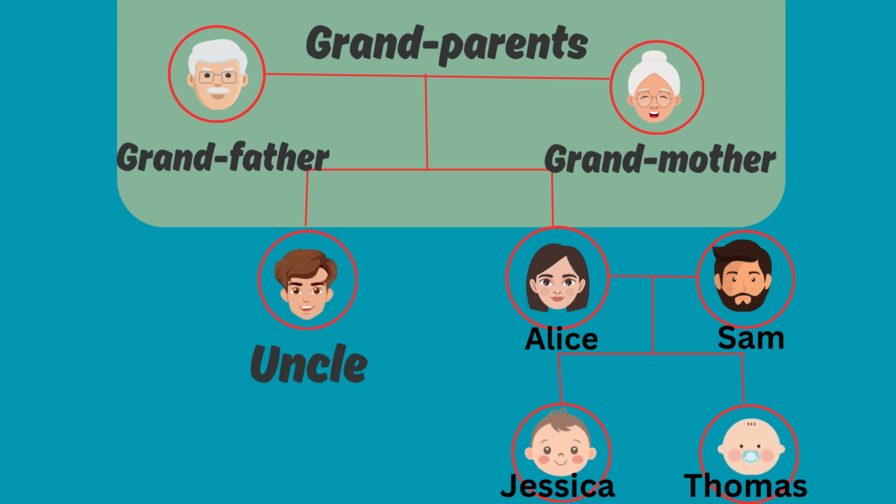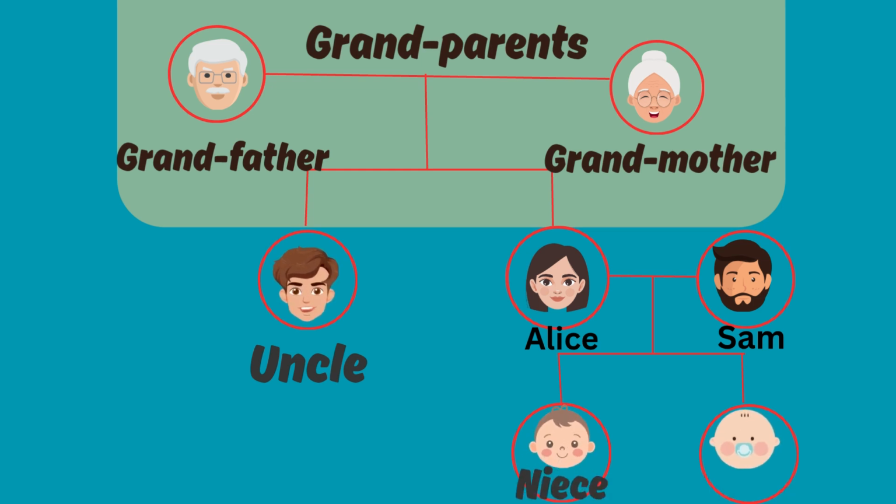Albert is Jessica and Thomas's uncle. Jessica is Albert's niece. Thomas is Albert's nephew.